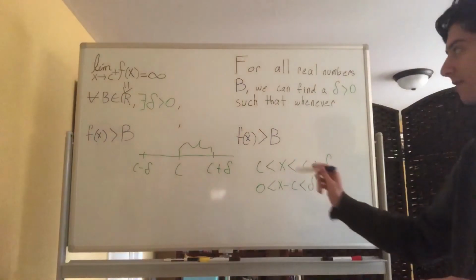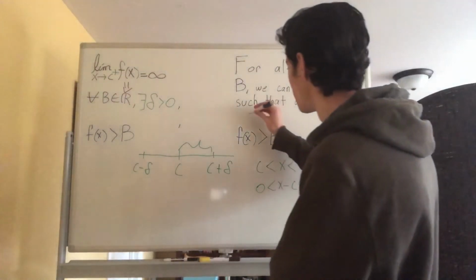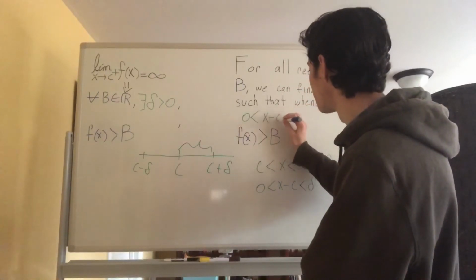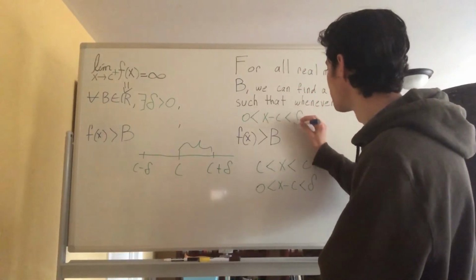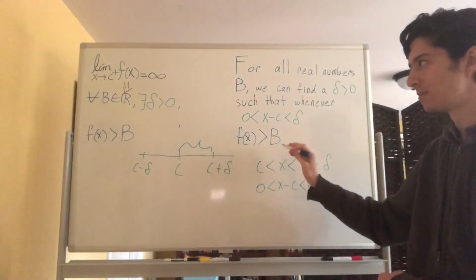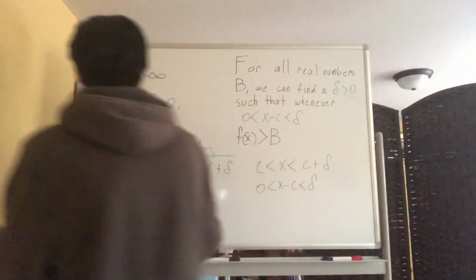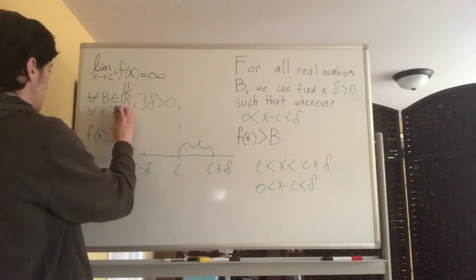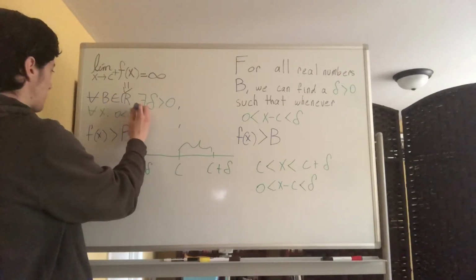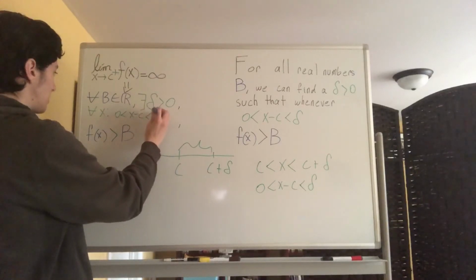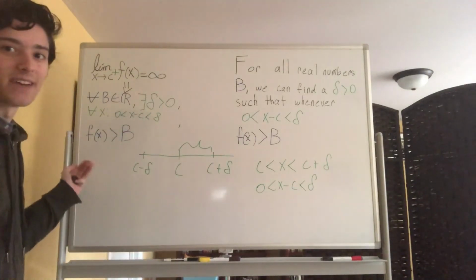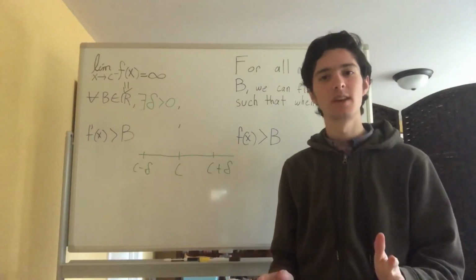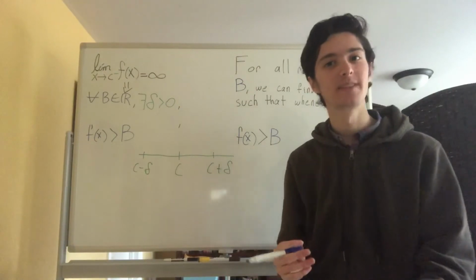So we can feel comfortable in changing that from there being absolute values to there being no absolute values. And why don't we put that in our definition? We see that whenever 0 is less than x minus c is less than delta, then f of x would be greater than b. And again, with our quantifiers, for all x such that 0 is less than x minus c is less than delta, then f of x is greater than b.